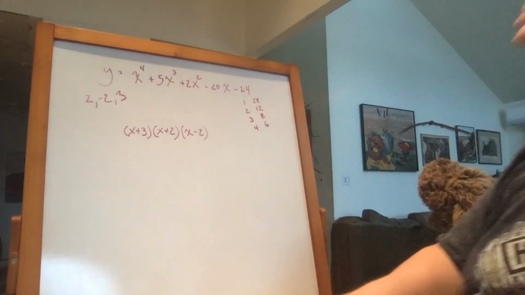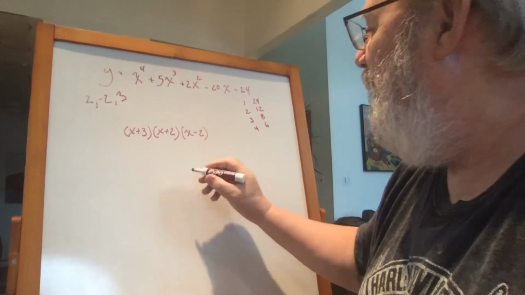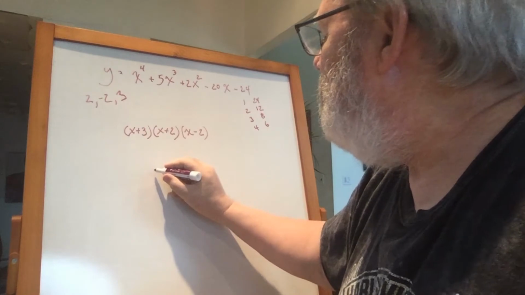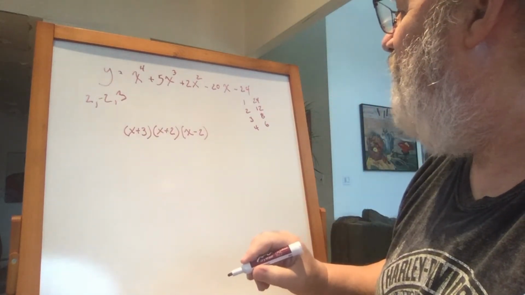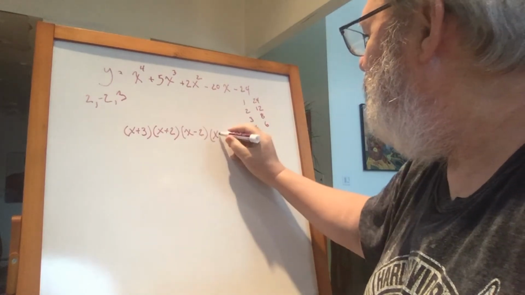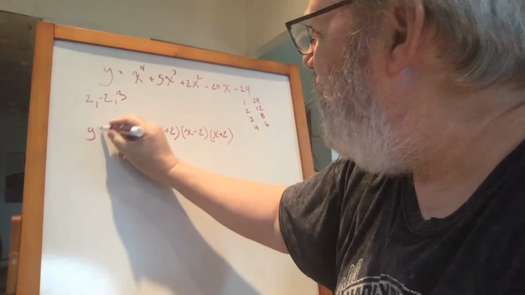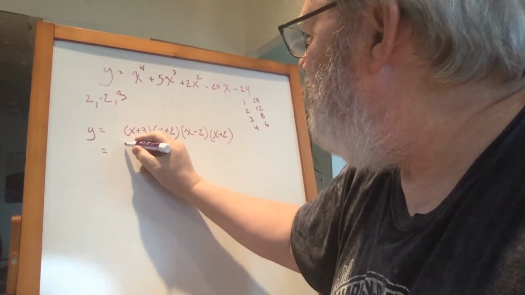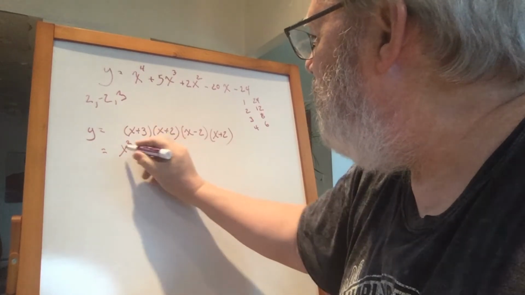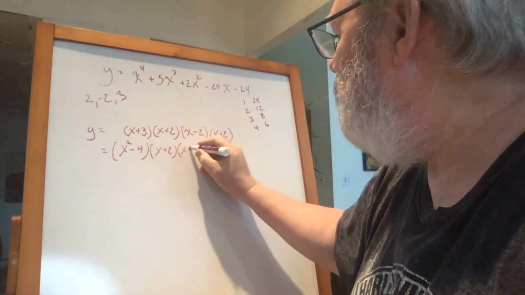Well, we could go through this and we could divide all this through. I don't know if it's even worth it. I'm just going to tell you that it's another x plus 2. And so what we have here is x squared minus 4 times x plus 2 and x plus 3.